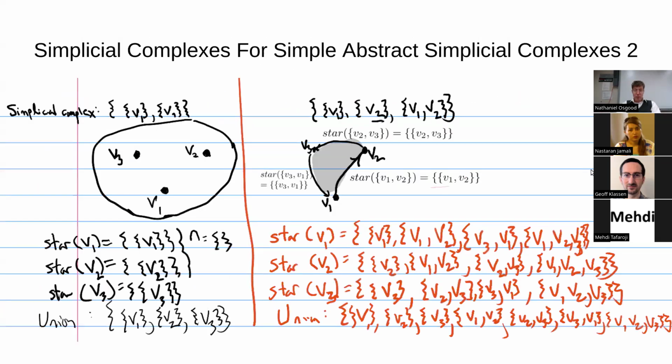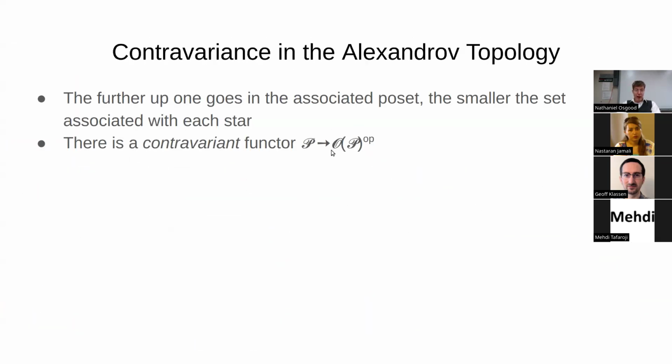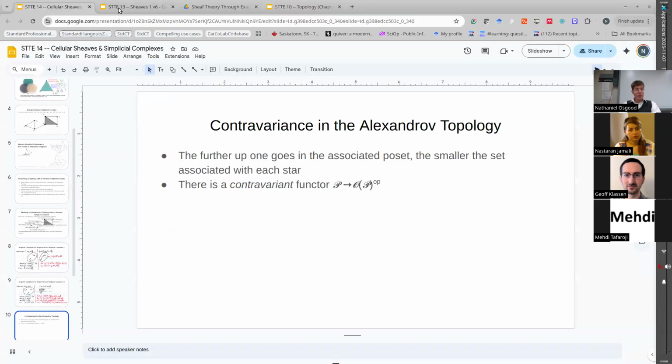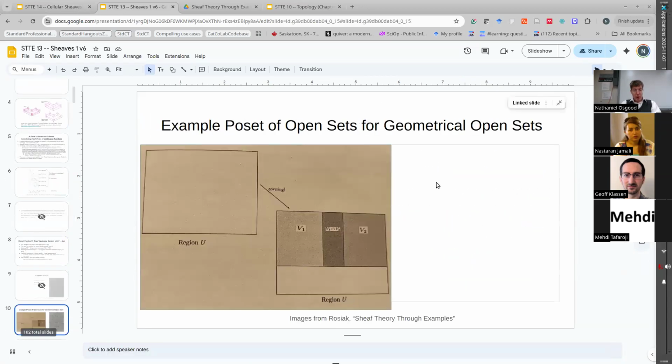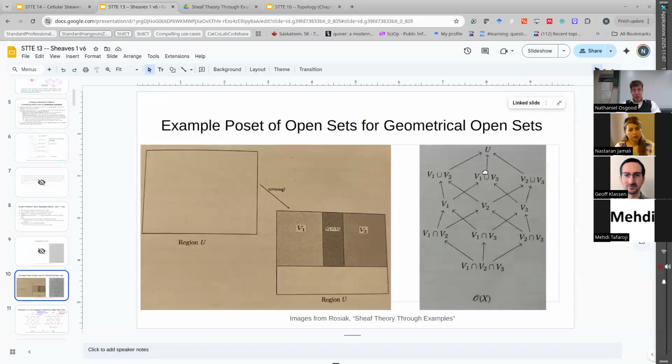Do you remember what sort of category O of P is here? Or what sort of category do we generally have if we have O of X? What sort of category have we been talking about for sheaves? It's a preorder category. Remember that for sheaves? Do you remember this? O of X? Remember this category?